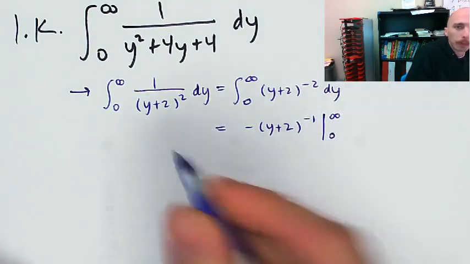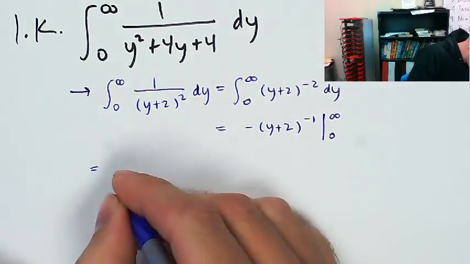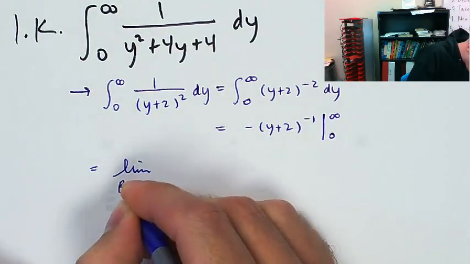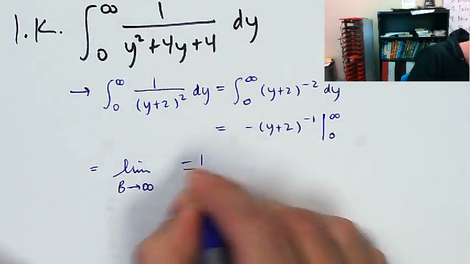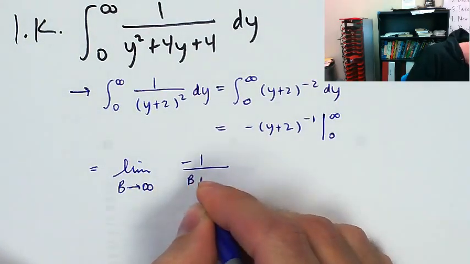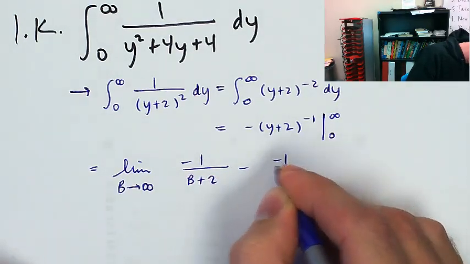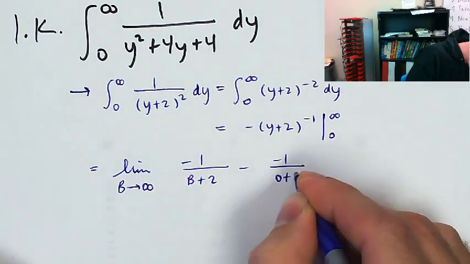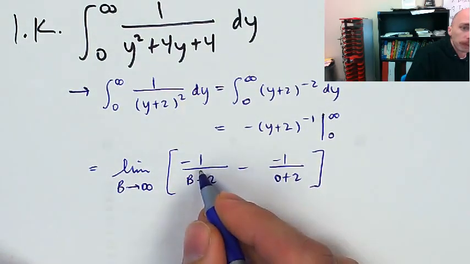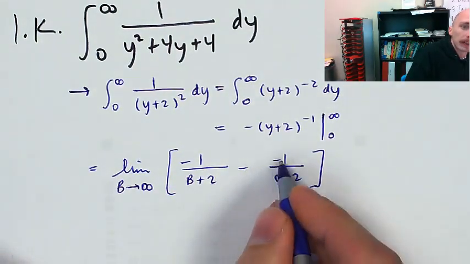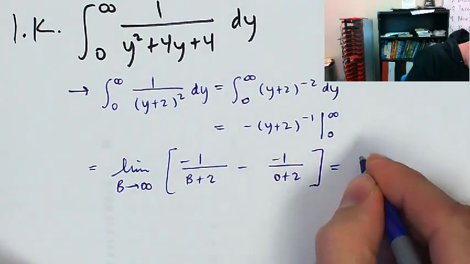I can't plug in infinity, so that's why I'm going to transform to a limit. And that's going to be the limit as my upper bound b goes towards infinity of negative 1 over b plus 2 minus negative 1 over 0 plus 2. As b goes to infinity, this fraction is going to 0, so I'll end up with minus a negative half, which is positive 1/2.